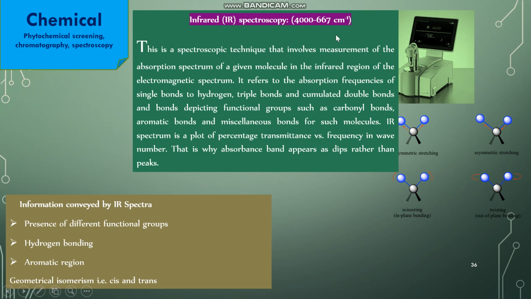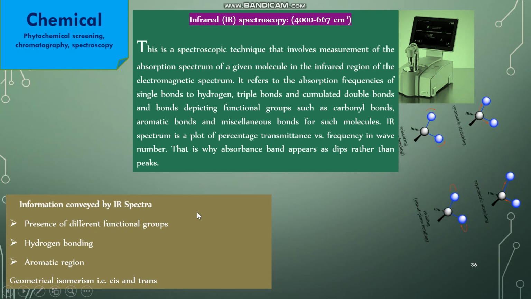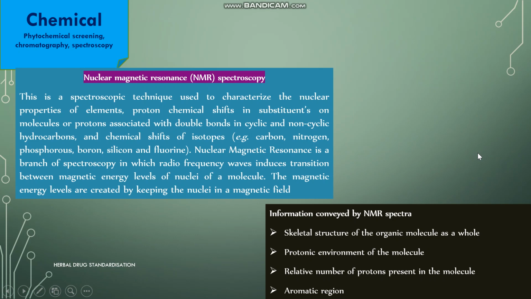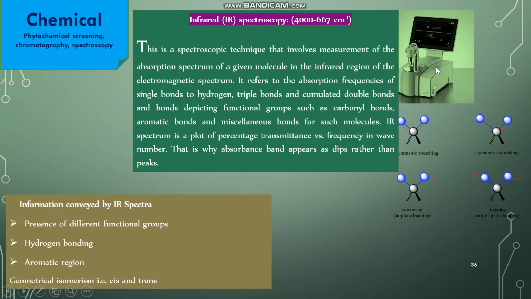and for IR spectroscopy, yes, it is helpful in determination of different types of functional groups present in the sample. Hydrogen bonding is there, aromatic region, and it also tells us about geometric isomerism. Next, vibrations are there, stretching and bending vibrations. It is a very detailed concept. Nowadays we generally use the instrument known as FTIR in the laboratory also.